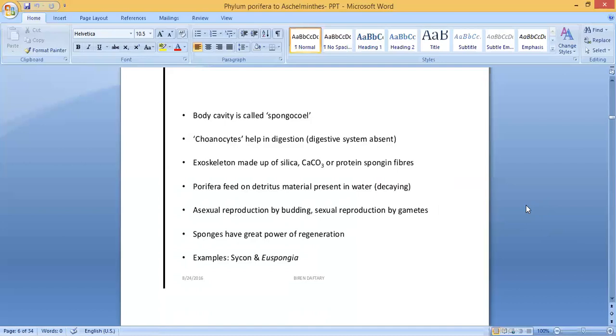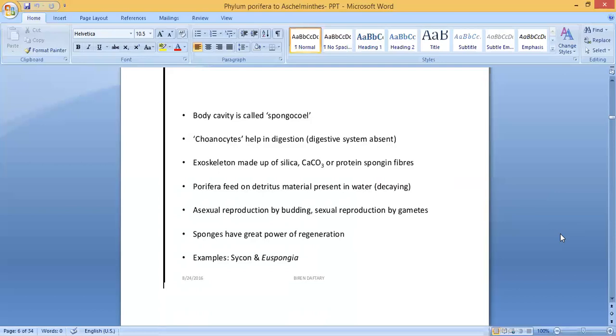Then sponges have great power of regeneration. What is the meaning of regeneration? It means if any one cell, or any small part or fragment, comes out from the sponge, it can grow as a new individual or new adult. That is called regeneration. Clear? So they have great power of regeneration.